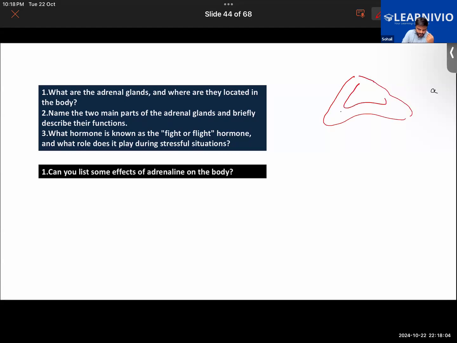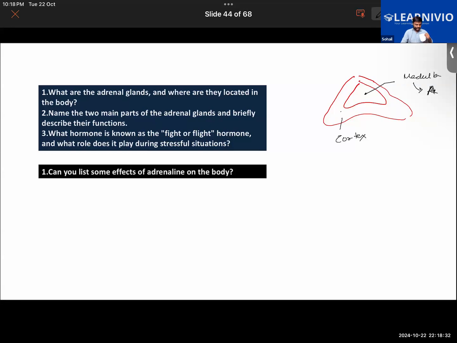Two parts were there. The middle part, the medulla, secretes adrenaline and various other hormones. And the other one? Cortex, exactly. The medulla secretes the adrenaline. By the way, the cortex secretes cortisol. It is not relevant, so I didn't discuss that. And the third one, everyone can answer, I suppose.